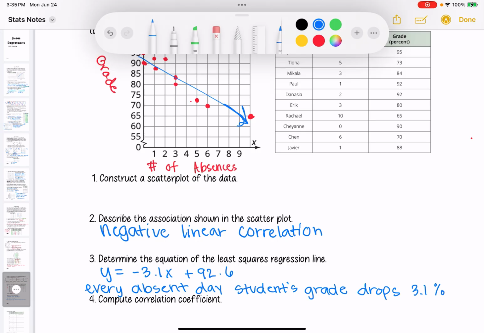So our equation is y equals negative 3.1x plus 92.6. And every absent day, a student's grade drops 3.1%. And then our R value was negative 0.94. All right, so you can find all of that in Desmos if you type it in.